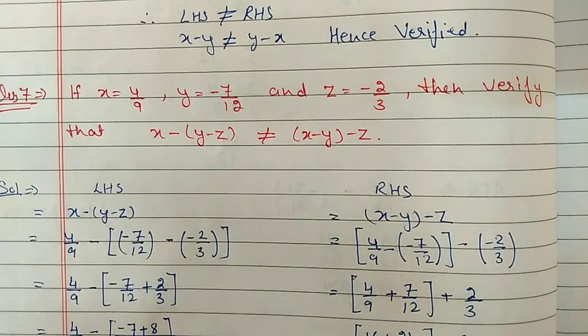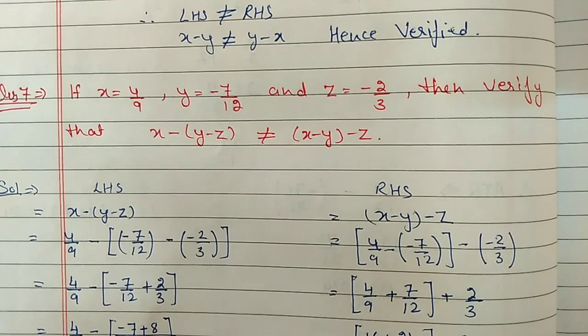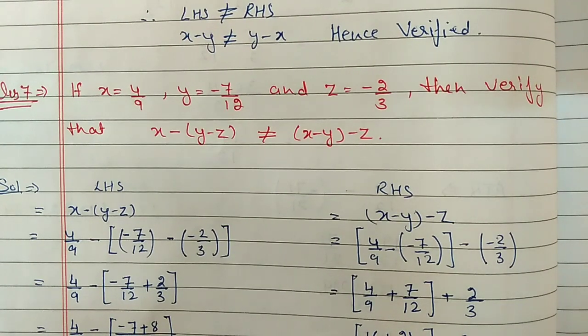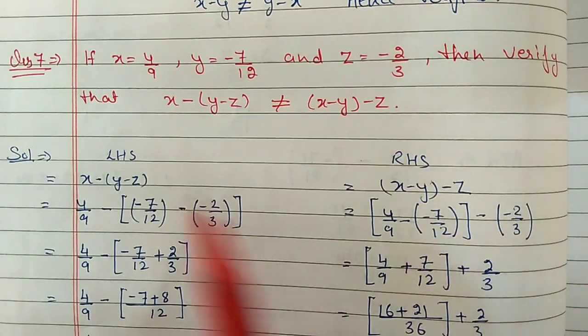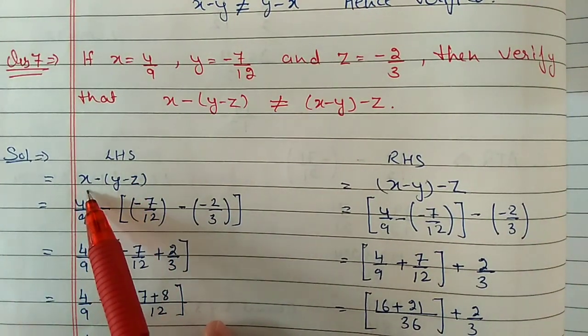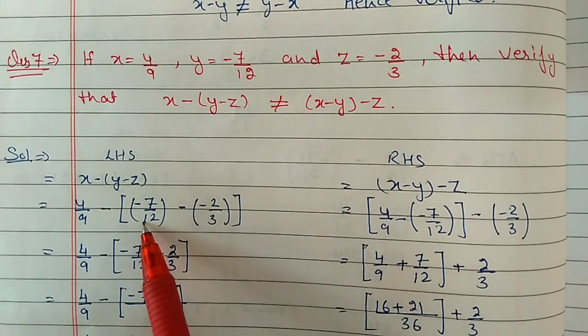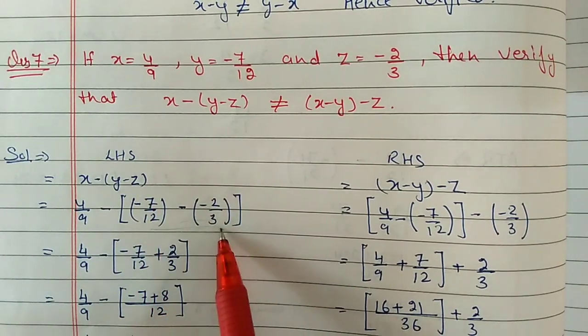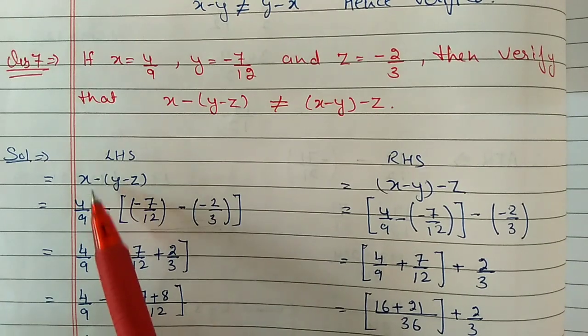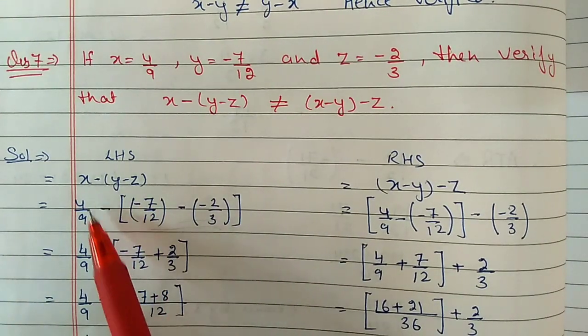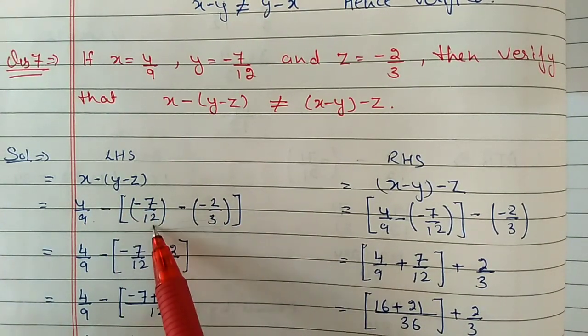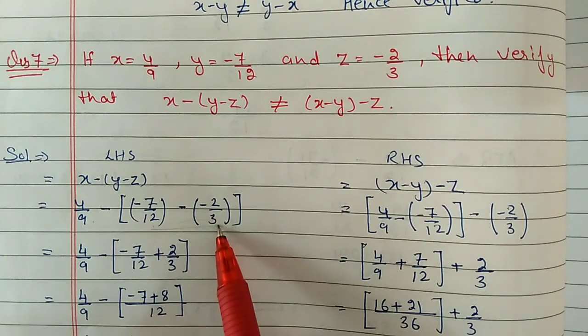Question number 7. x is given 4 by 9, y is equal to minus 7 by 12 and z is minus 2 by 3. You have to verify x minus (y minus z) not equal to (x minus y) minus z. So first, on the left side we will calculate x minus (y minus z). It means first we have to simplify this second bracket. Substitute the value of x, y and z. 4 by 9 minus (minus 7 by 12 minus minus 2 by 3).